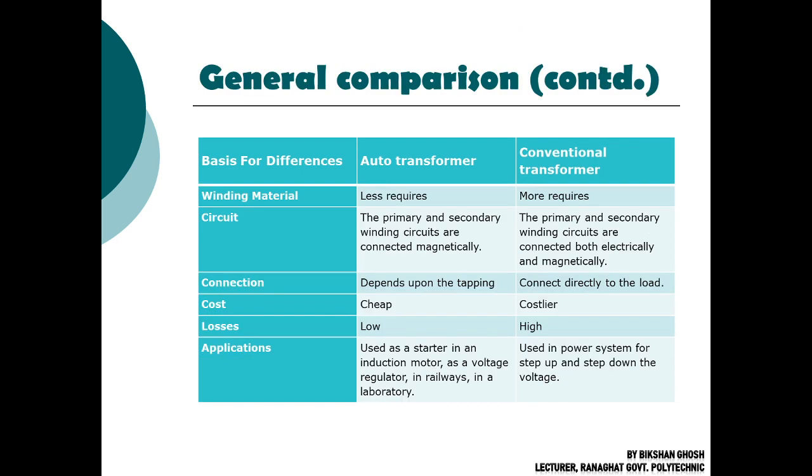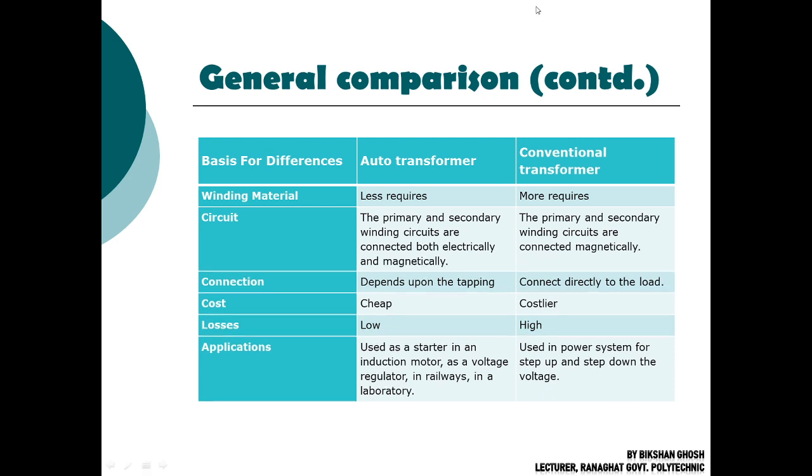Next, the winding material. As I have already said, the length of winding is less for an autotransformer, so considering the same kVA capacity, the autotransformer requires less winding material, whereas in the case of a conventional transformer, the amount of winding material required is more. On the basis of circuit, you can see the primary and secondary winding circuits are connected both electrically and magnetically for an autotransformer, whereas in a conventional transformer, the connection between the primary and the secondary circuit is only magnetic.